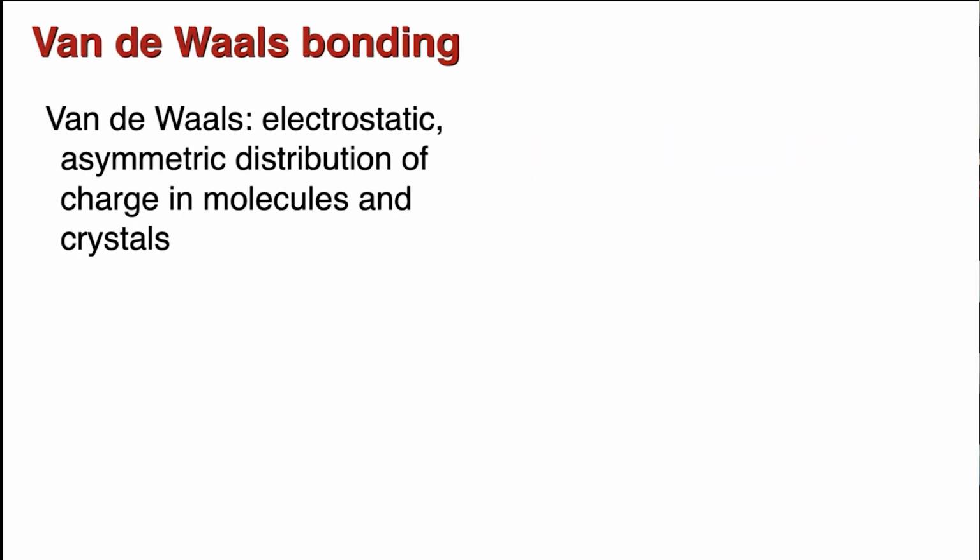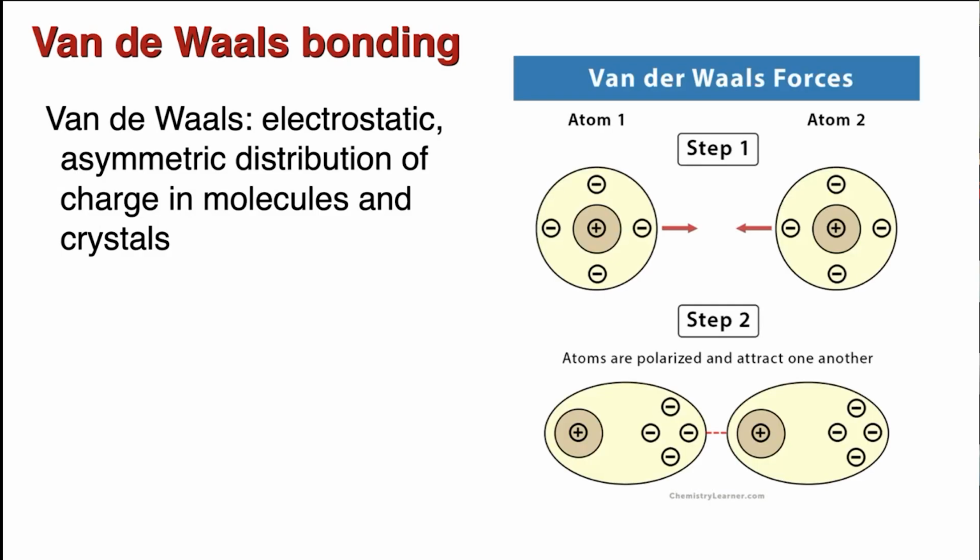There's a fourth type of bonding called van der Waals, which is an electrostatic bonding and results in an asymmetric distribution of charge. And so what happens is we have two atoms, and in van der Waals bonding, the negatively charged end wants to align with the positively charged end of the other atom.